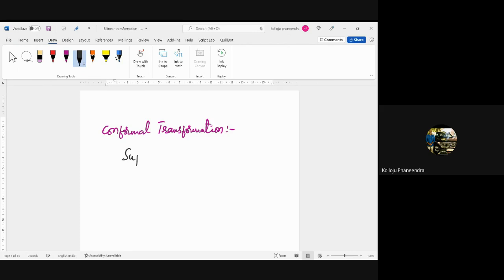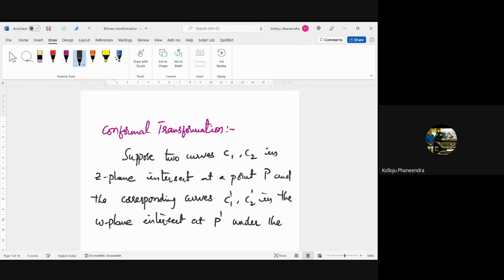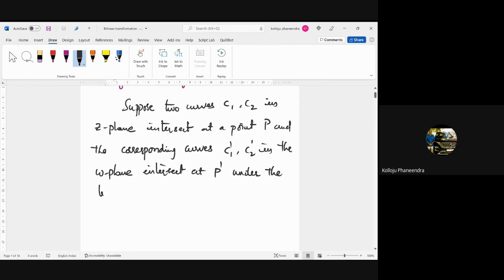Suppose two curves are there. Let me write the first definition. Suppose two curves C1 and C2 in Z plane intersect at a point capital P, and the corresponding curves, say C1 dash and C2 dash, in the W plane intersect at P dash under the transformation W equal to f of z.